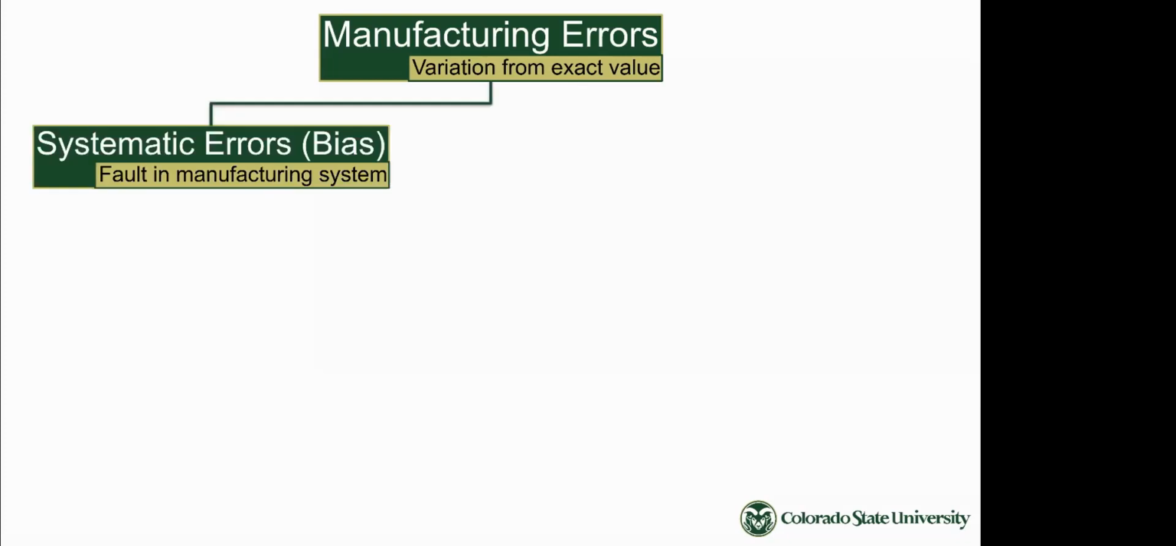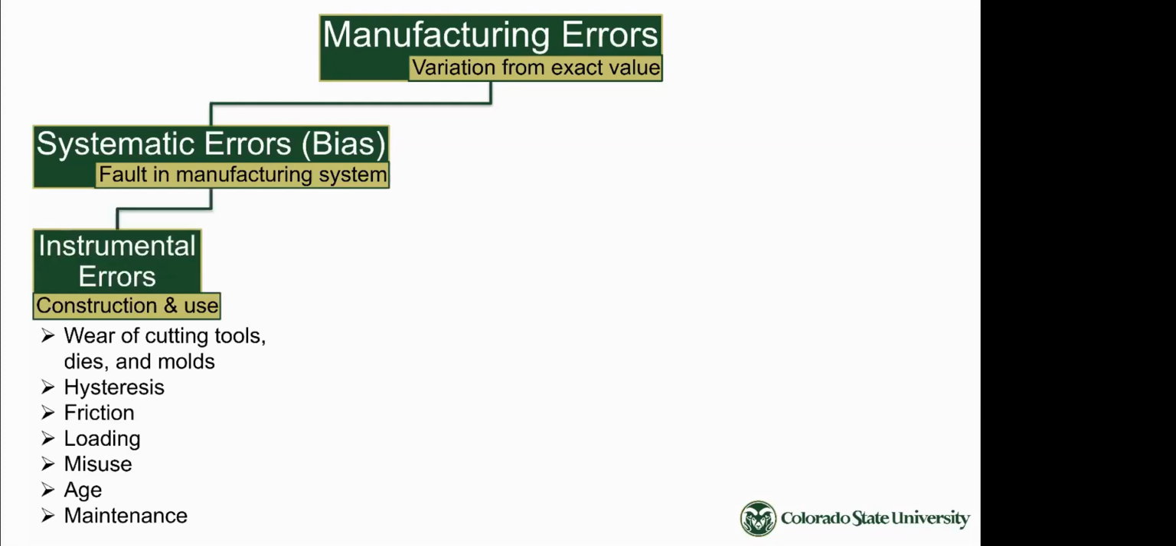But basically, manufacturing errors can be split up into two different categories. The first are called systematic errors or bias errors, which have to do with faulty manufacturing systems, how you're manufacturing the parts, the machines that you're using. And for example, instrumental errors, which includes wear of the tool, like imagine machining 10 of the same part.